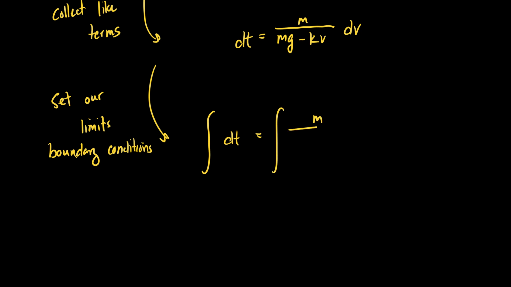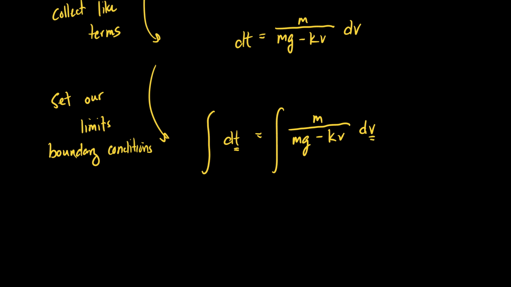The integration symbol is just a fancy S, because it's just a different way of doing a summation. So instead of using sigma, we use the integration symbol. Now, putting the symbol there isn't setting our limits. We have to set our limits. The left side limit is about time. The right side limit is about velocity.